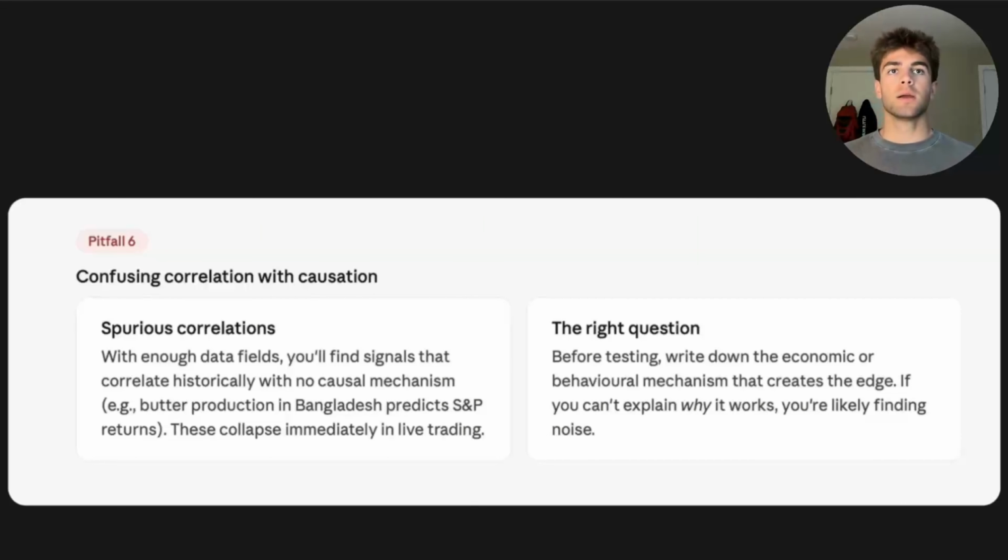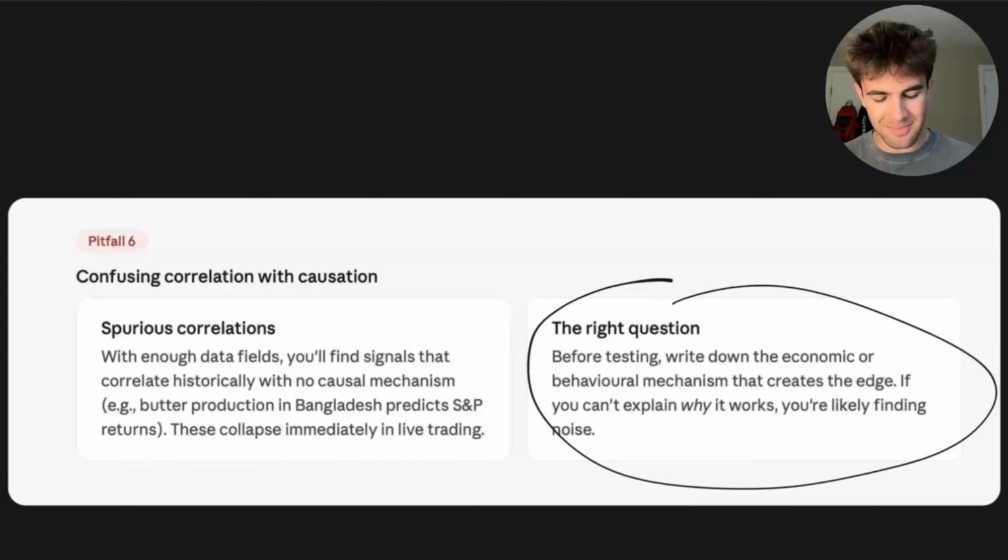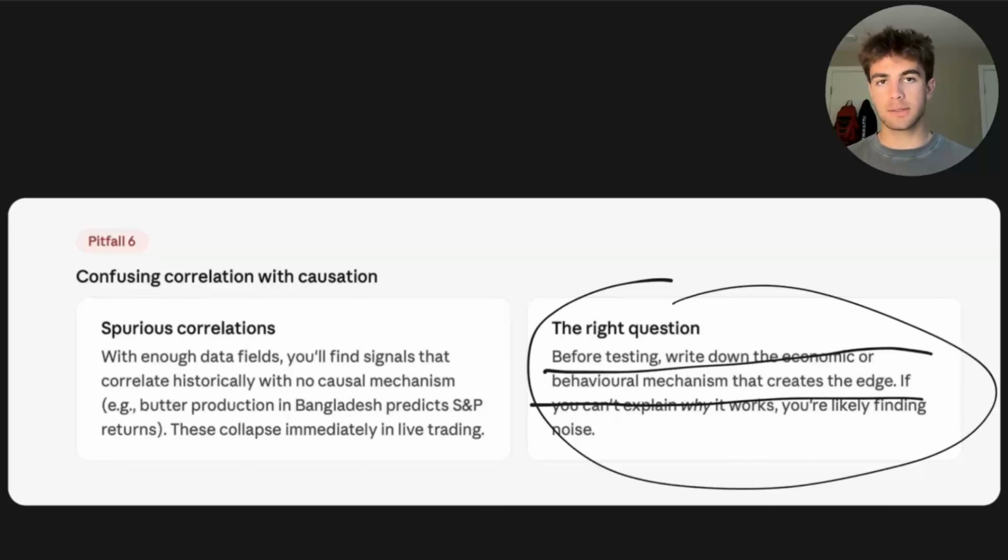Here's the example I mentioned for confusing correlation with causation: the butter production in Bangladesh to S&P 500 returns. However, I like the fix here. Makes sense. Do you have a trading hypothesis, an investment thesis? Is there a reason why this would work? Or did you just mess around with a bunch of parameters and find a pattern in the noise? This makes a lot of sense, but it's definitely something I should take into practice more. Actually writing down what the hypothesis is, why I believe this strategy would work.